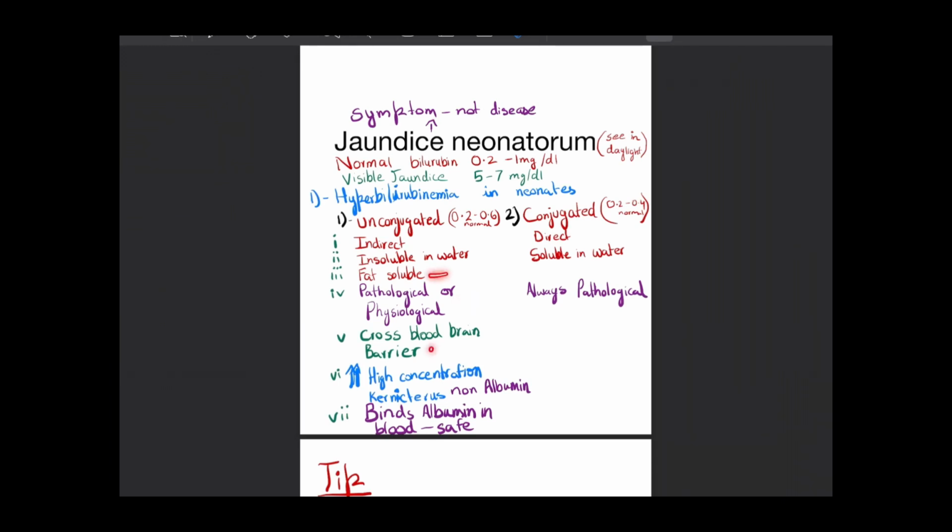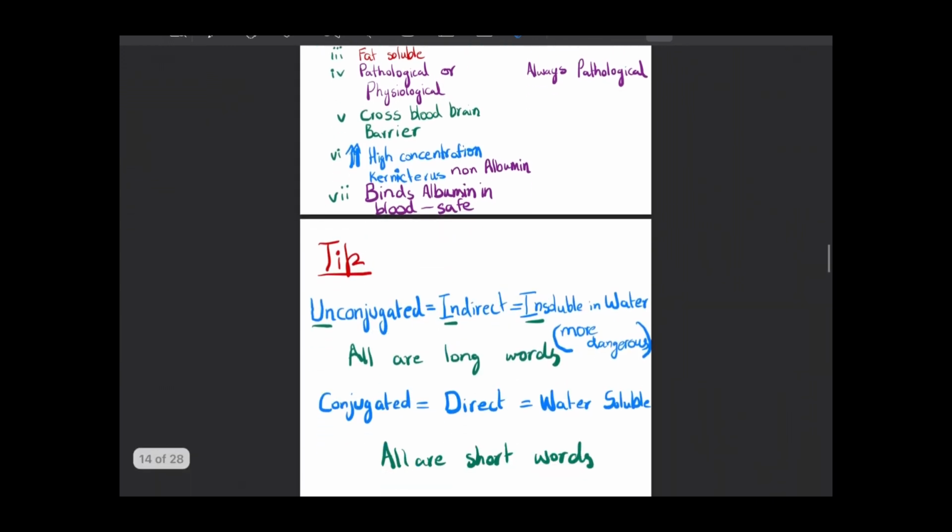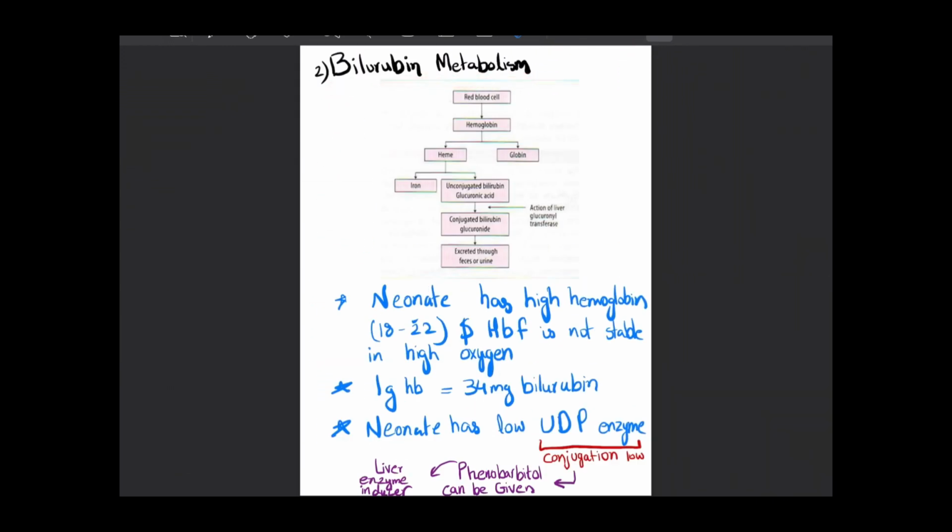So as it is fat soluble, it can cross the blood-brain barrier, and high concentrations of the unconjugated bilirubin lead to kernicterus, as there is no albumin bound bilirubin here. If it binds to albumin, it is safe. For conjugated, it is direct, soluble in water, and this is always pathological, whereas unconjugated bilirubin can be physiological as well. Next is bilirubin metabolism, and this is the summary of the pathway.